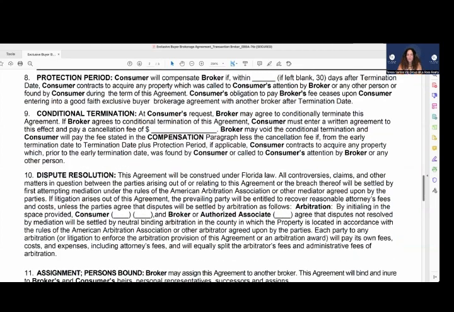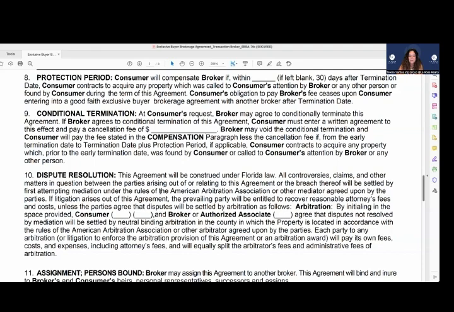Dispute resolution. This agreement will be construed under Florida law. All controversies, claims, and other matters in question between the parties arising from or relating to this agreement or the breach thereof will be settled by first attempting mediation. So this is the same sort of dispute resolution that we have on the listing agreement, on our as-is. You're going to try to go to mediation first. If you can't resolve the issue in mediation, it's going to go to arbitration. And if you can't resolve it in arbitration, it might go to court, right?